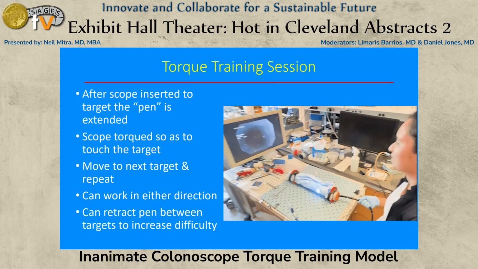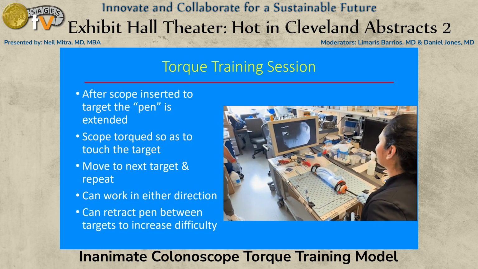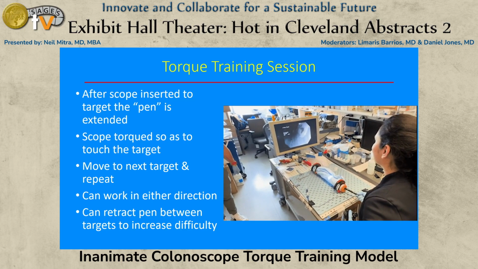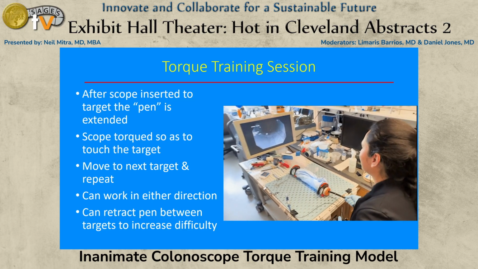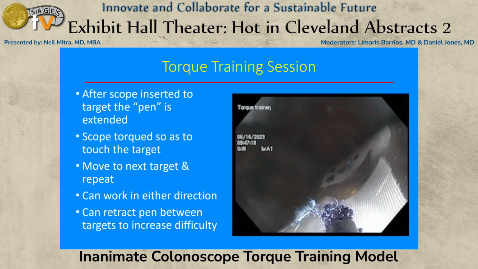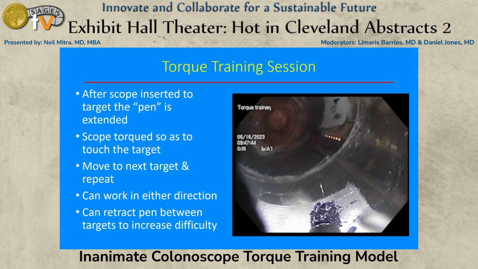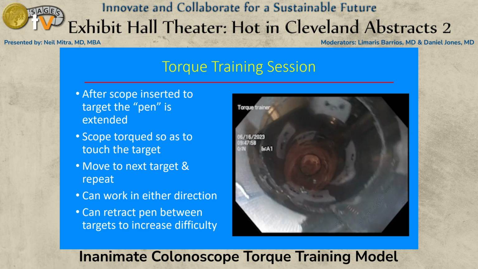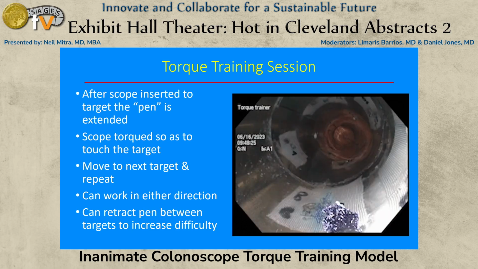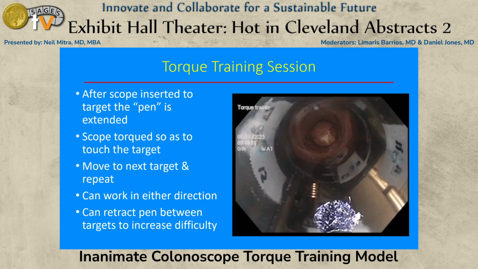In the scope training session, the trainee stands at the end of the model and views a monitor placed at the head of the table. The scope is inserted to the first hole and torqued so that the pen and the hole are down. Next, the sclerotherapy catheter is extended and the cotton target is touched with the pen. The scope is then withdrawn, and the next target at a different circumferential point is found, and the torque is adjusted appropriately. The target is then touched, and the process repeated.